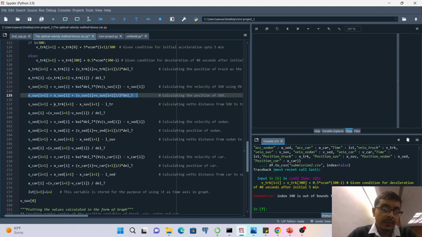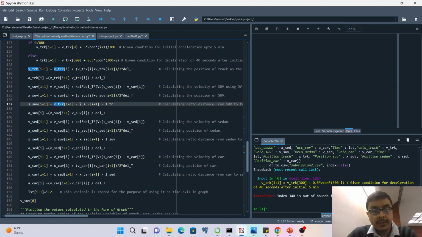For that we have a formula that's again given in the paper that we are allowed to use, and that's the position of previous vehicle, which is truck in this case, minus the position of SUV minus the length of truck. So moving further, we calculate acceleration, same as the acceleration of truck, by using the formula: latest velocity minus previous velocity by del time.